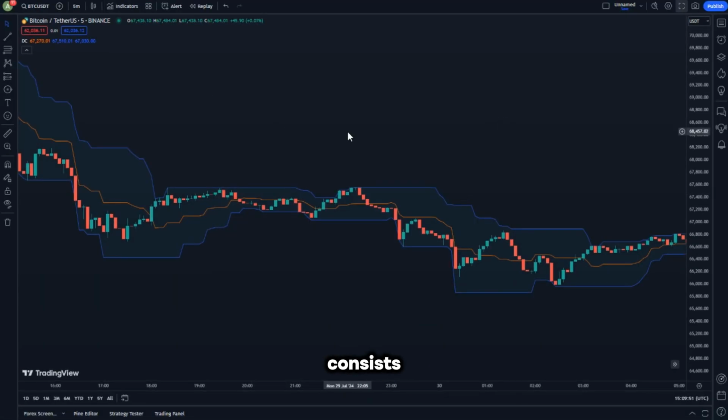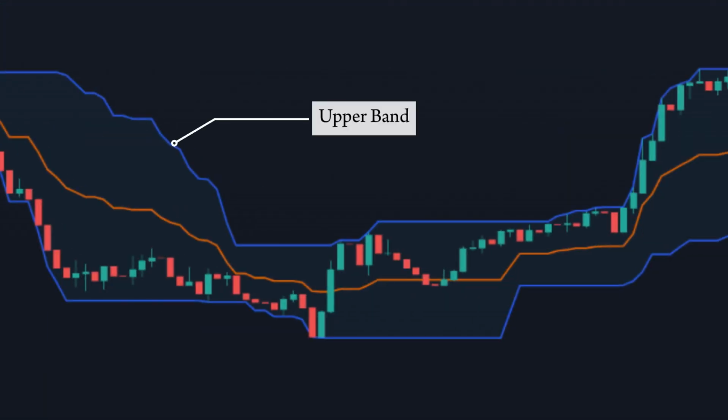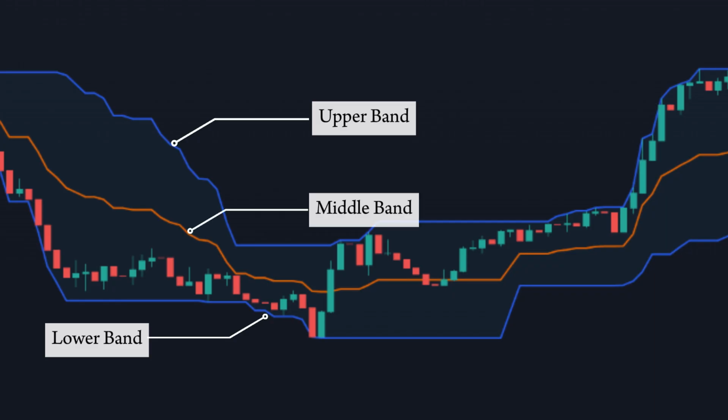The indicator consists of 3 lines. 1. Upper band. 2. Lower band. 3. Middle band, the average of the upper and lower bands.